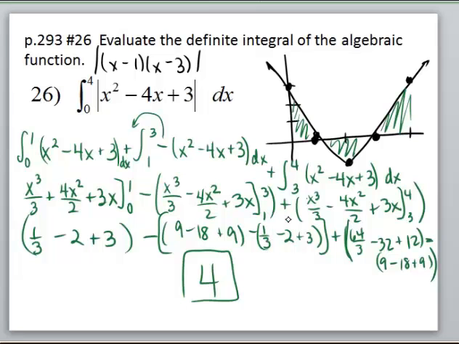It's minus this whole quantity, so when you plug in 1, you have the same numbers that you got at the beginning. Plus, then when you plug in 4, you get 64 over 3. You plug in 4, you get 2 times 16, which is 32, and then you get 12. Minus, when you plug in 3, you end up with those same values you just got. And then when you figure out all those, you get 4. It is a lot easier just to find the area of this triangle, the area of this triangle, and the area of this triangle, and add them all together for a total of 4.